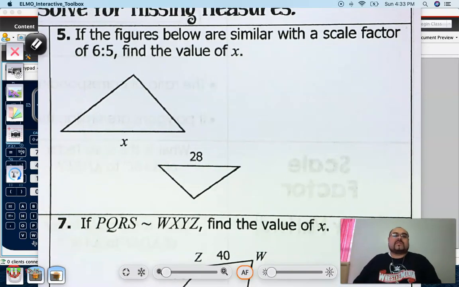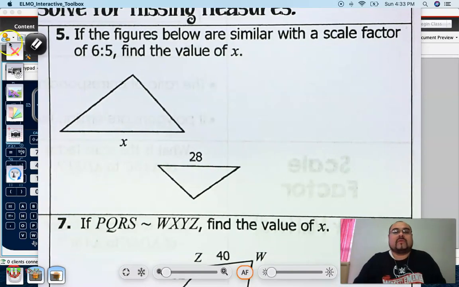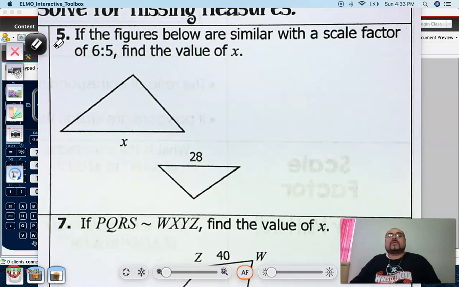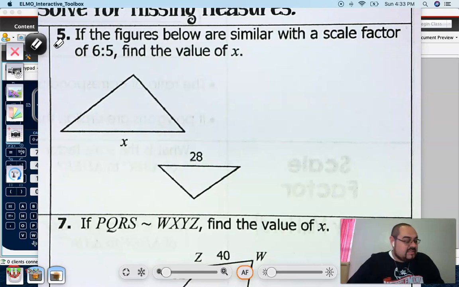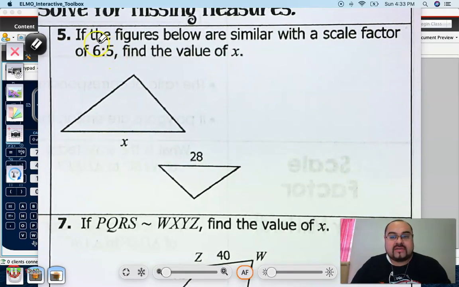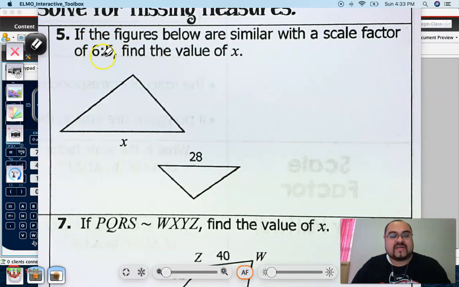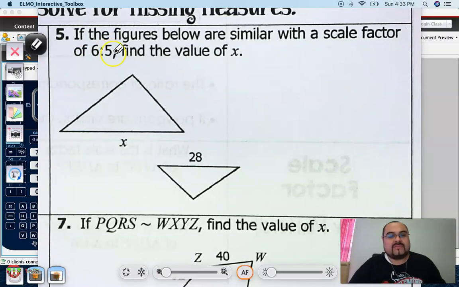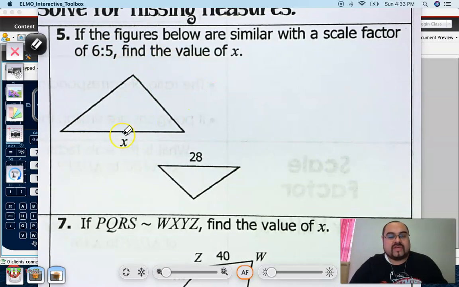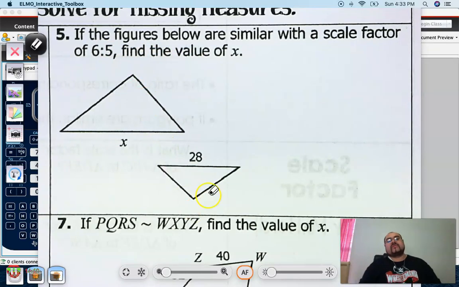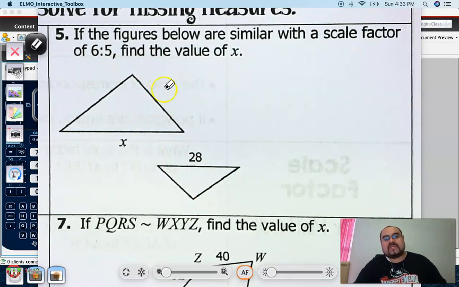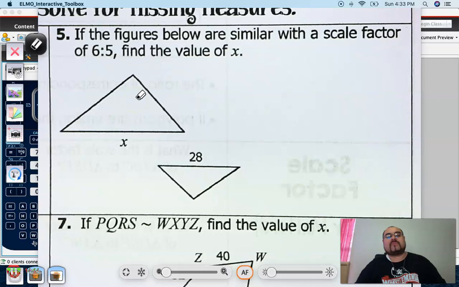This next example says the figures below are similar with a scale factor of 6 to 5, find the value of x. Okay, this is going to be fairly simple. What you're going to do is take your scale factor, a 6 to 5 ratio. Remember, the ratio and the scale factor describe the same thing, and we're simply looking for the value of x. Normally when we have a question like this, we need to know at least one other side so that we can set up our proportions, take the cross product, and then solve for x.